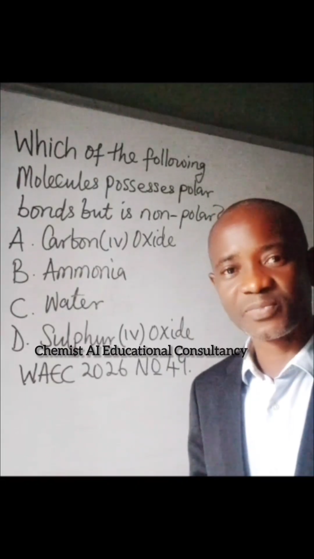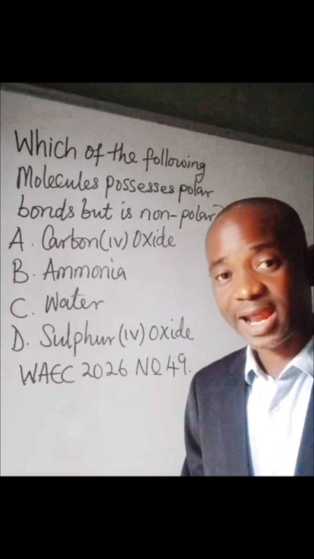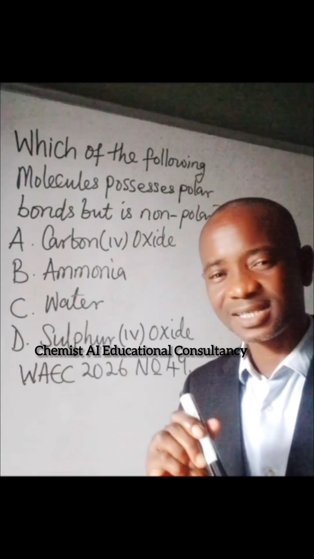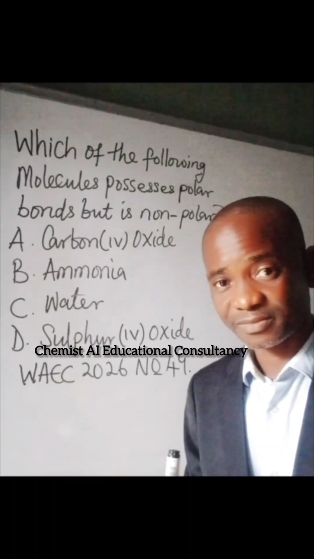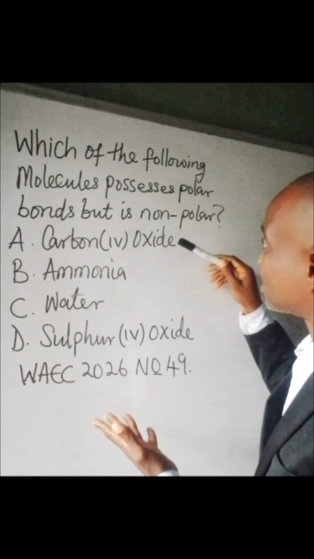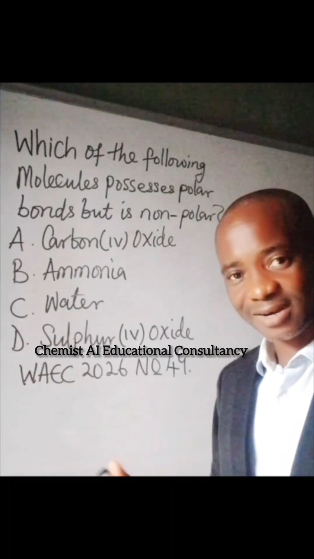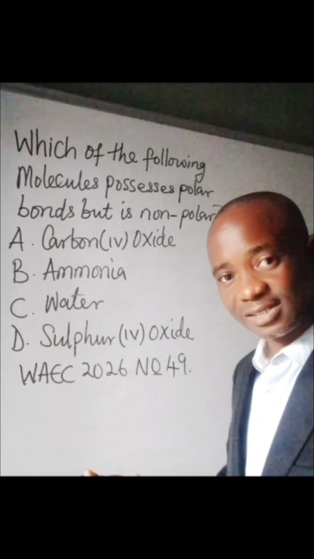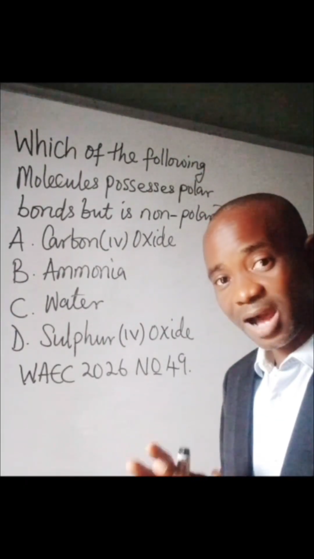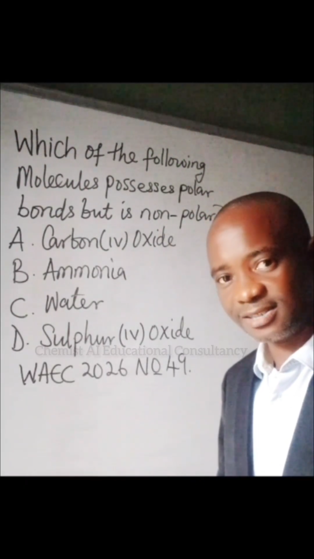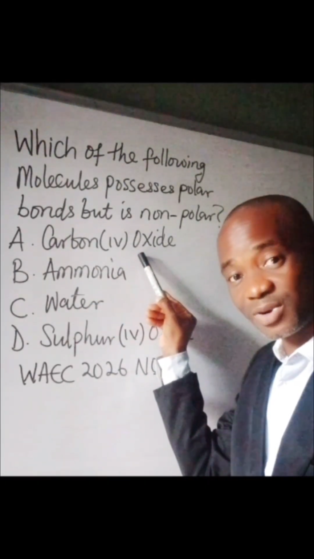A molecule is polar, or the bonds in a molecule are polar, when there is a huge difference in electronegativity between two atoms that have the bond. It says, which of the following molecules possesses polar bonds, yet it's not polar. That is, it has polarity, positive and negative ends, yet these charges cancel themselves and the molecule now acquires no net charge. Now, is it A, carbon 4 oxide that has polar bonds but is non-polar?